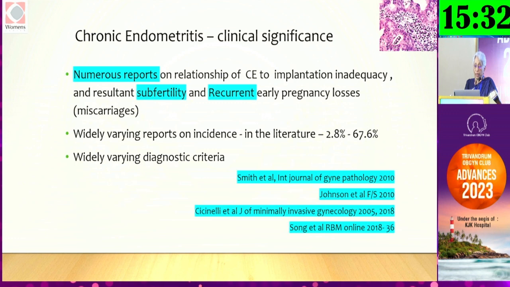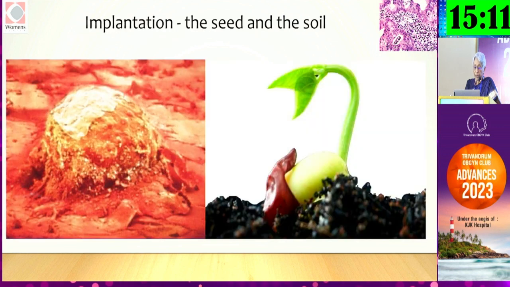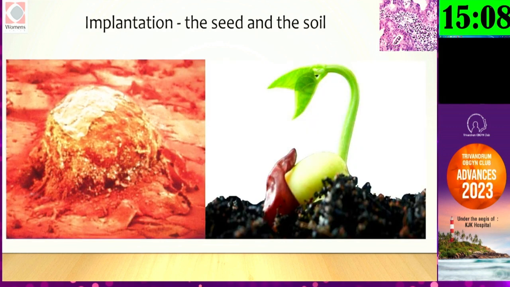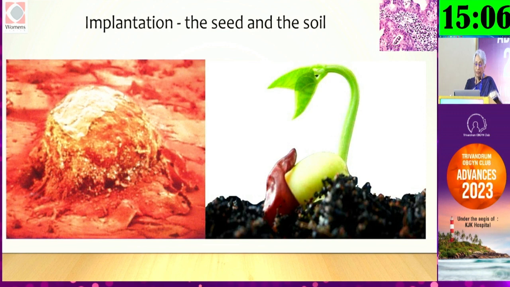But there are numerous reports today on the relationship of chronic endometritis to implantation inadequacy, resultant subfertility, recurrent early pregnancy losses as well. And there are widely varying reports in the literature depending on the type of patients they're looking at, and widely varying diagnostic criteria as well. Now, we'll start with implantation. Implantation, you have to have a seed and the soil, both of which are normal, which is the embryo and the endometrium. And when this process of implantation fails, we have a problem in reproductive medicine.